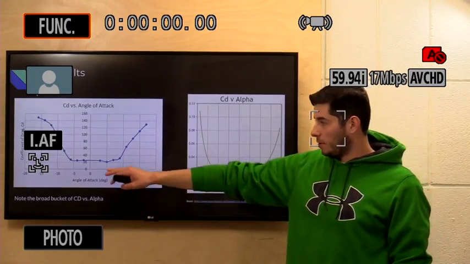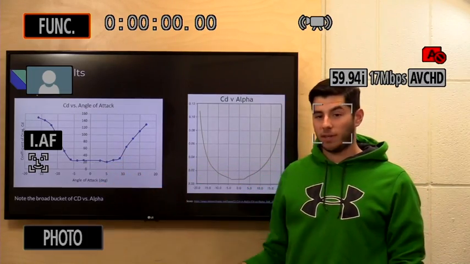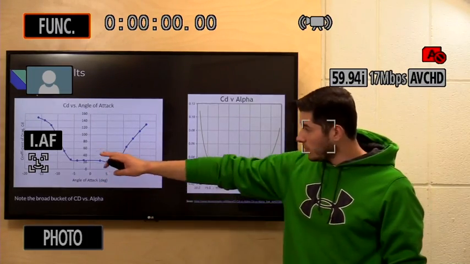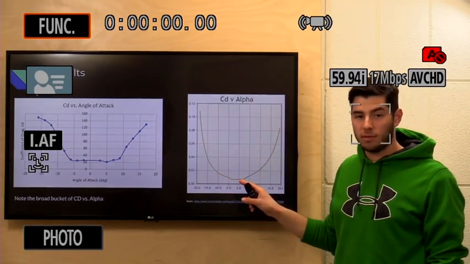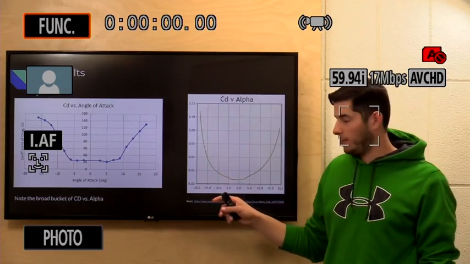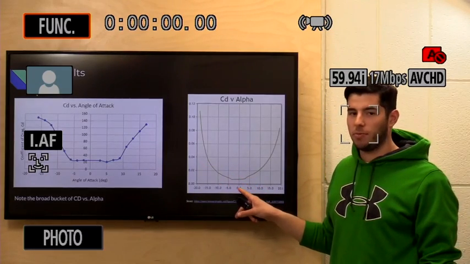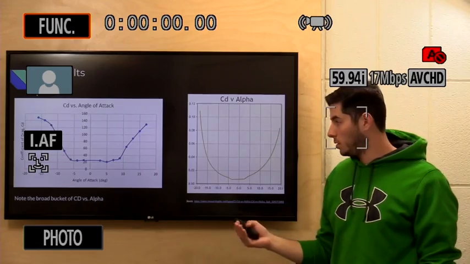Also, we graphed the coefficient of drag as a function of angle of attack. This graph is pretty similar to what was expected. This wasn't actually a given graph. This was an extra credit portion for this assignment. So this graph was actually compared with a graph taken from Google Images.